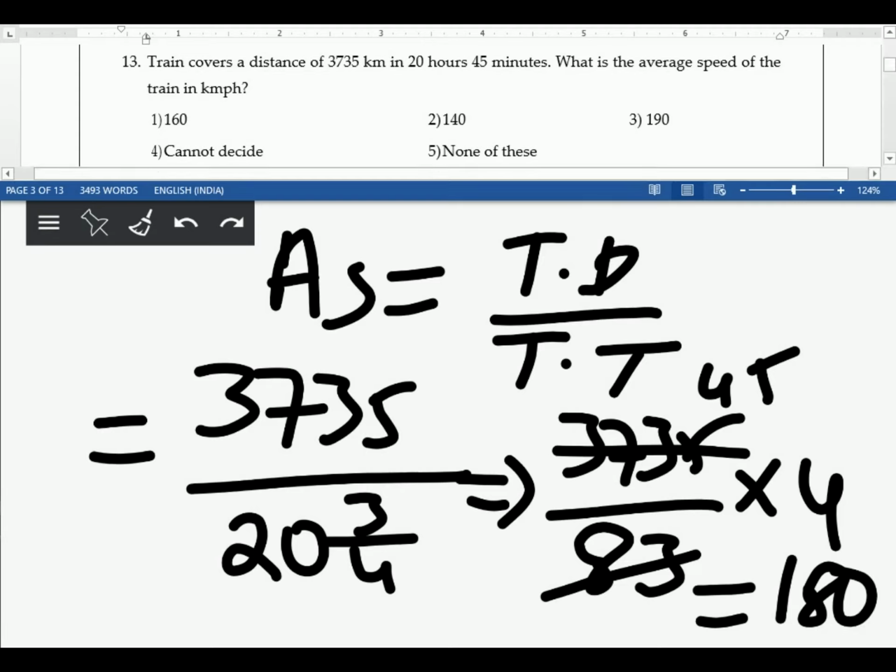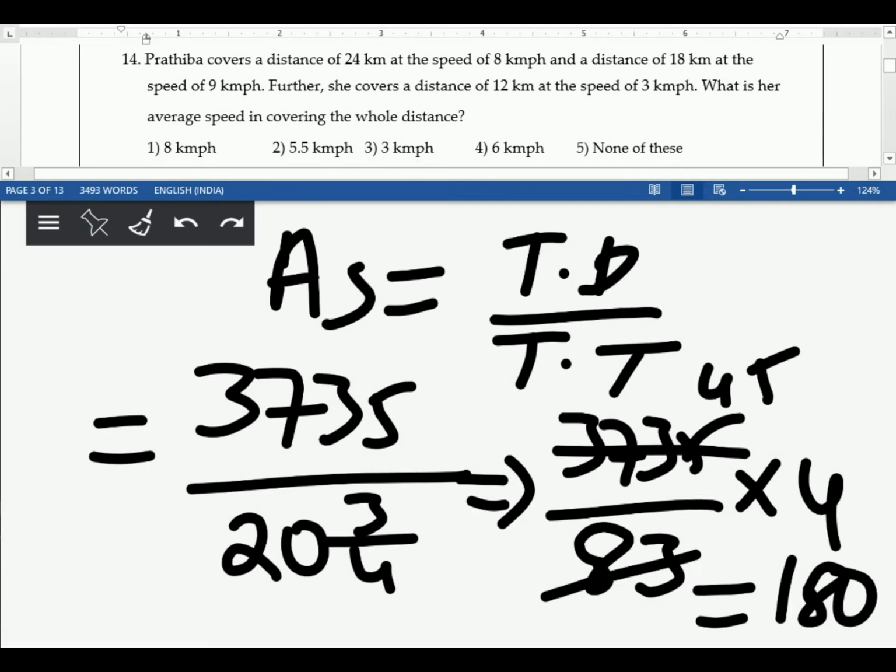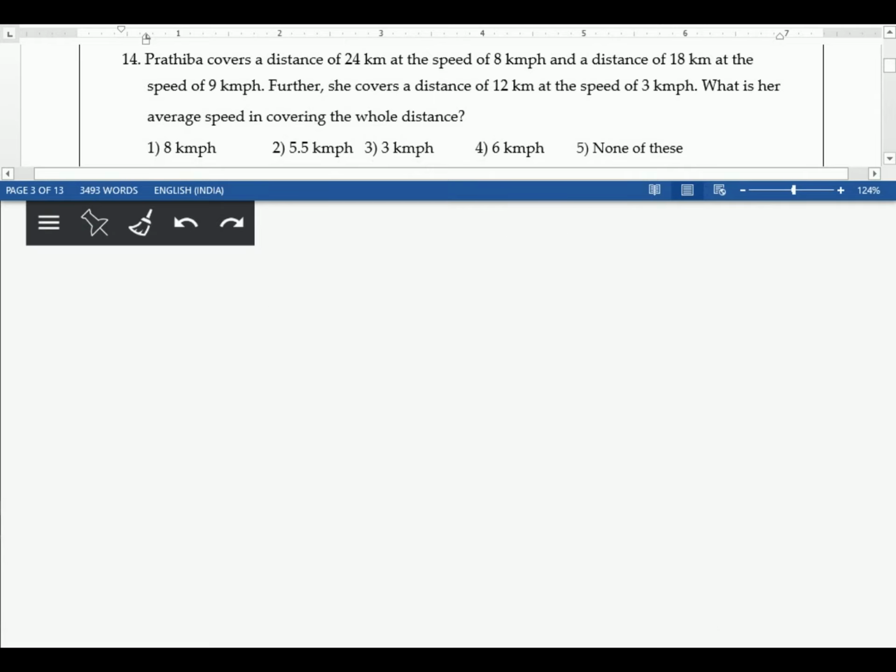Option number 5. Next question. Pratibha covers a distance of 24 kilometers at a speed of 8 kilometers per hour and a distance of 18 kilometers at a speed of 9 kilometers per hour.